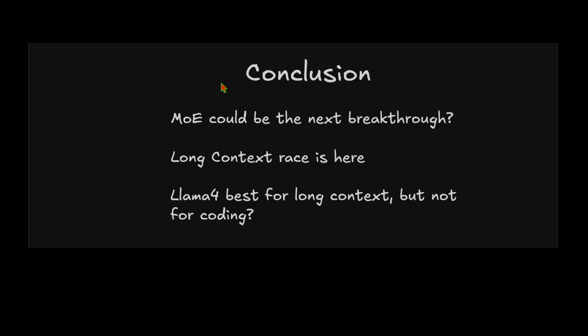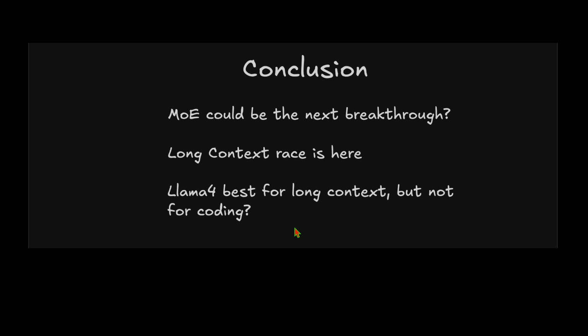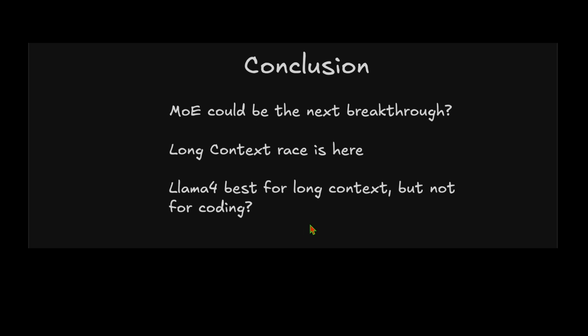So to conclude, can we say that mixture of experts could be the next big breakthrough because it allows us to squeeze the models into smaller GPUs? It seems to be quite compute efficient and allows us to run huge models on a single GPU. We can also say that everyone is now chasing long context and we're going to have many more models with long context. But when it comes to Llama 4, can we say that it's probably best for long context, but still with coding, there is room for improvement.